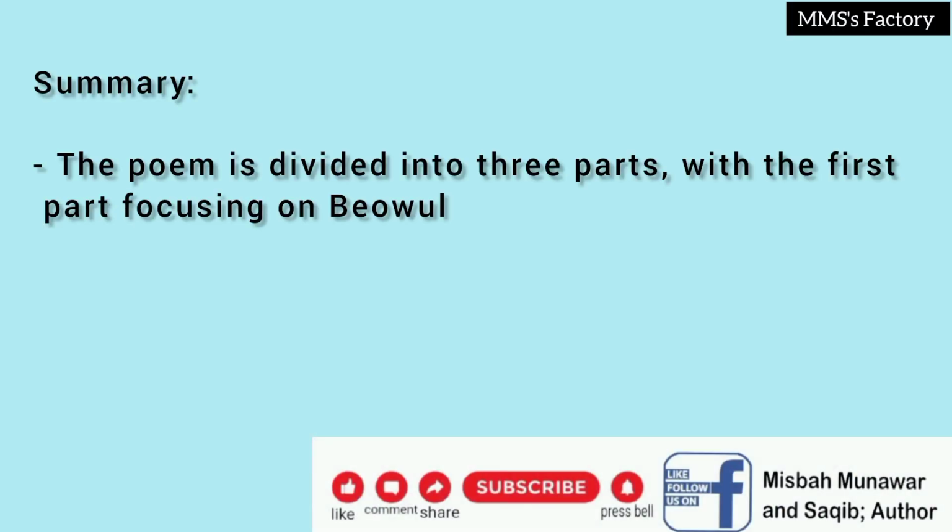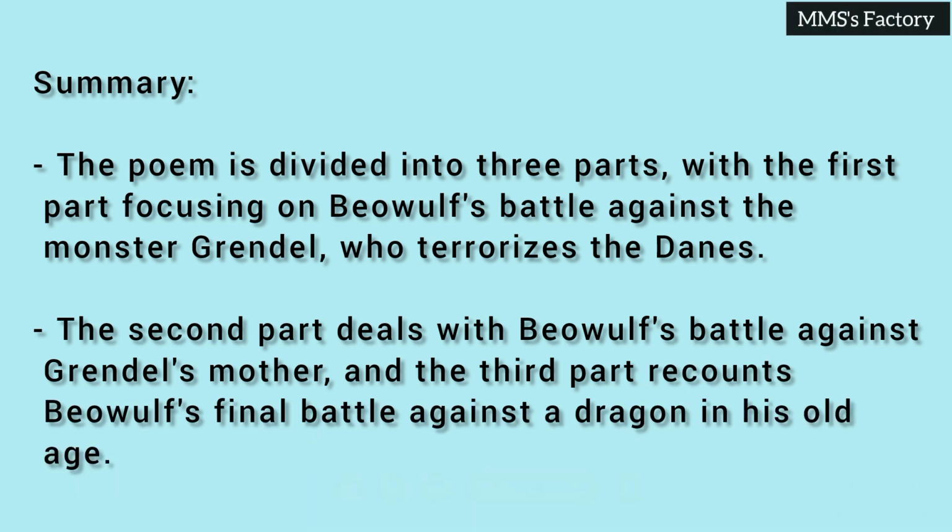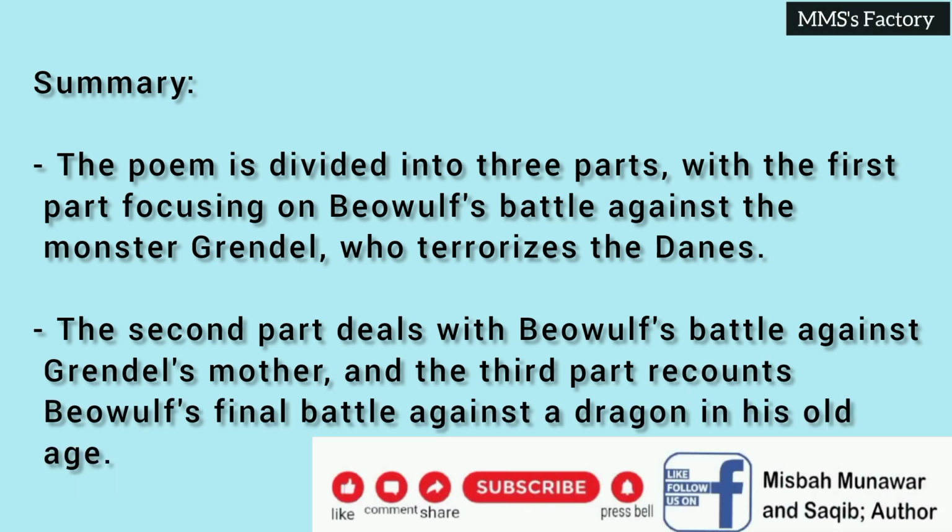cultures. Summary. The poem is divided into 3 parts, with the first part focusing on Beowulf's battle against the monster Grendel, who terrorizes the Danes. The second part deals with Beowulf's battle against Grendel's mother, and the third part recounts Beowulf's final battle against a dragon in his old age.